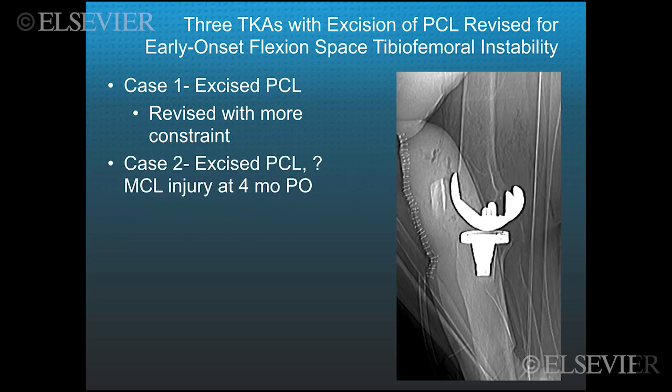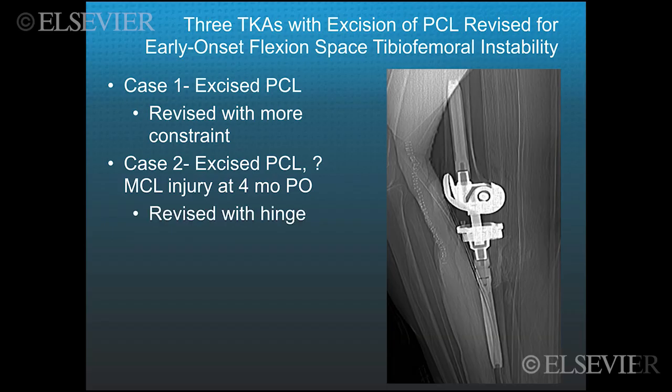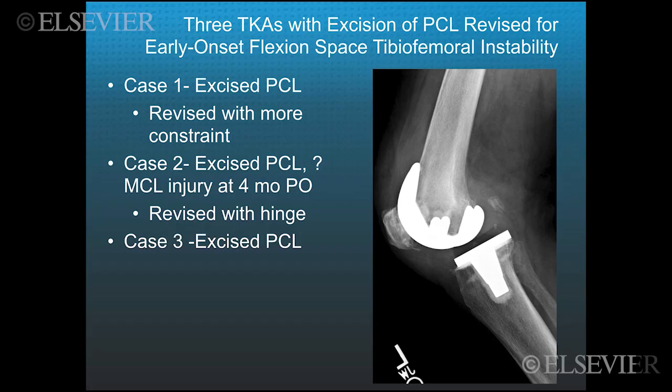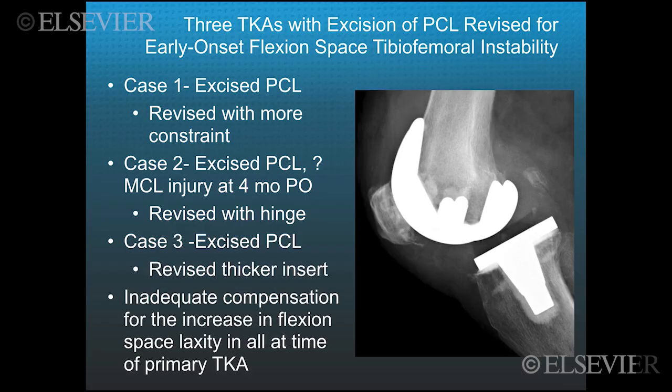Then we had another one that about 4 months out got unstable. We're not sure whether or not there was an MCL injury, but regardless, because of that medial laxity, we had to use a hinge. And then we had another one, you can see here, where excision of the PCL led to increased flexion gap laxity, and we revised it with a thicker insert. You can see that the tibia is moving posterior, and we did not compensate adequately in any of these cases for the increase in flexion space laxity at the time of primary total knee arthroplasty.